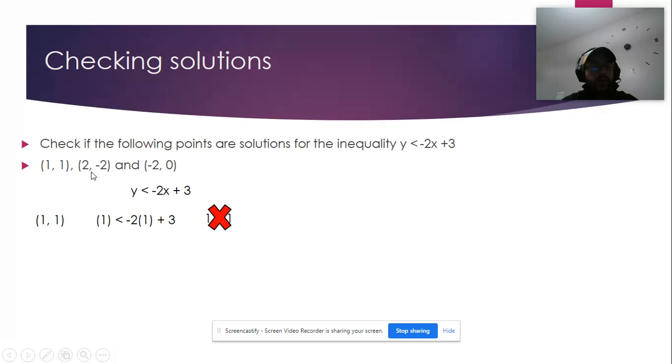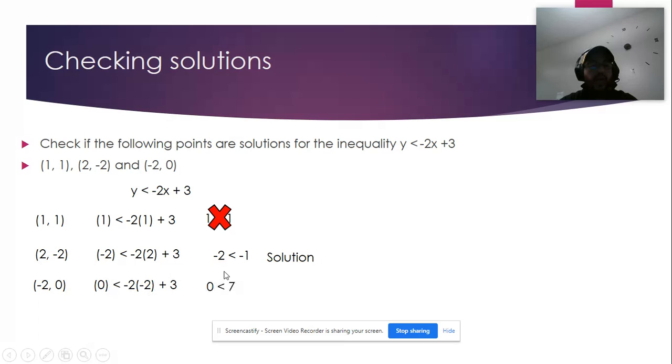What about 2 comma negative 2? We're going to substitute the y with negative 2 and the x with 2. And then we're going to end up with negative 2 less than negative 1. This one is true, so this one will be one of the solutions. What about negative 2 comma 0? We substitute the y with 0 and the x with negative 2, and we end up with 0 less than 7, which is true. So this one will also be a solution.